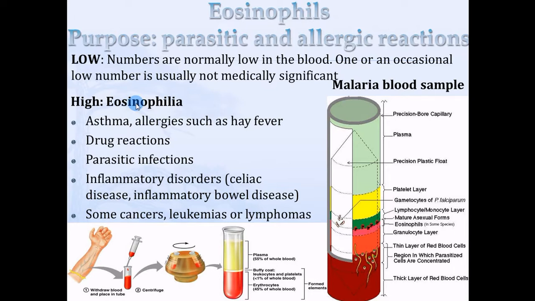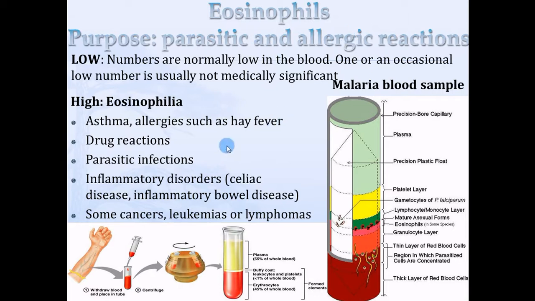So eosinophilia is when you have high eosinophils in the blood. And usually high eosinophils is a sign of a parasitic or an allergic reaction. So parasitics and allergics, because their main purpose is to attack parasites and come out when allergies are present.